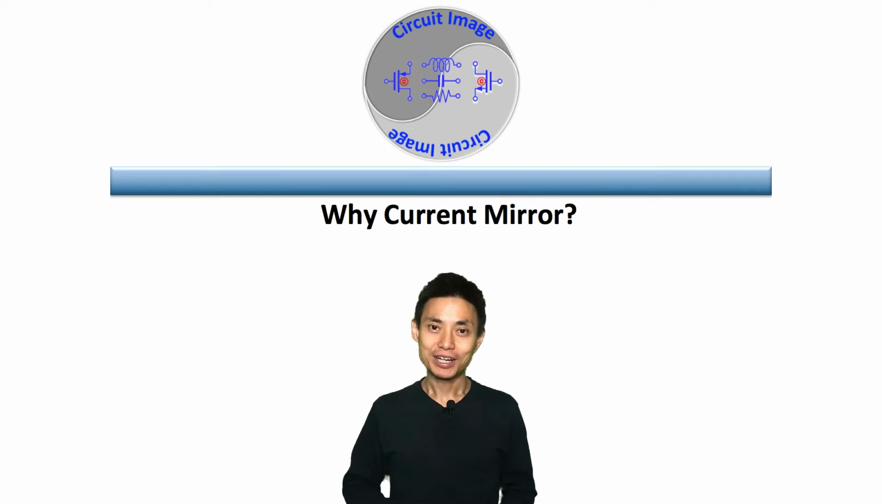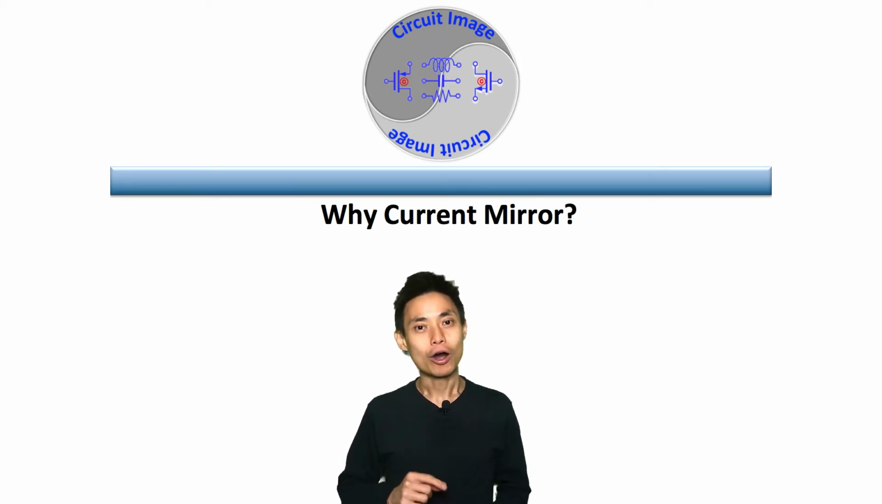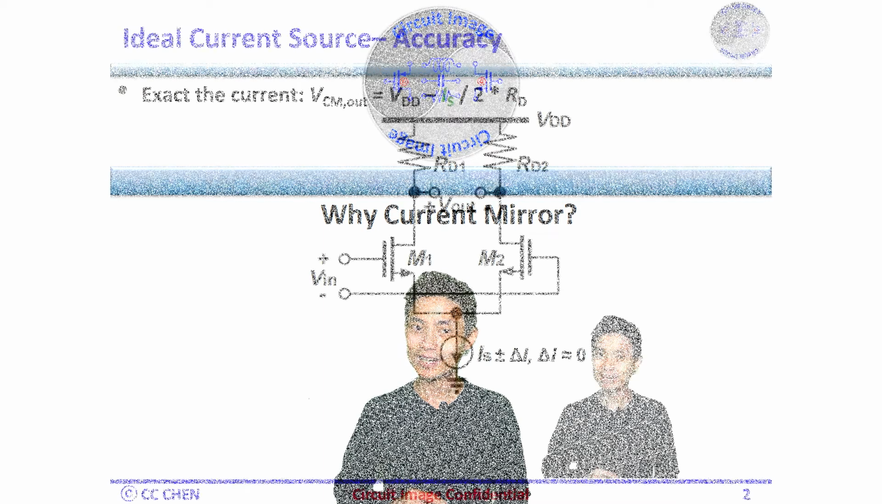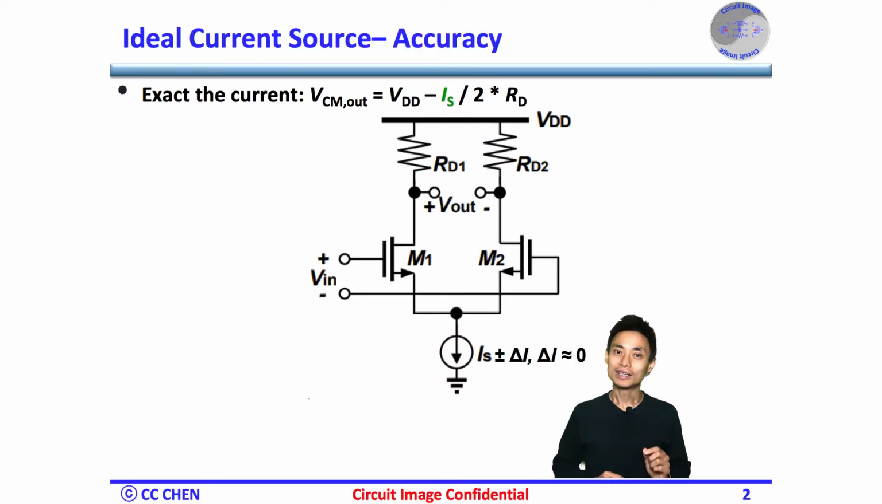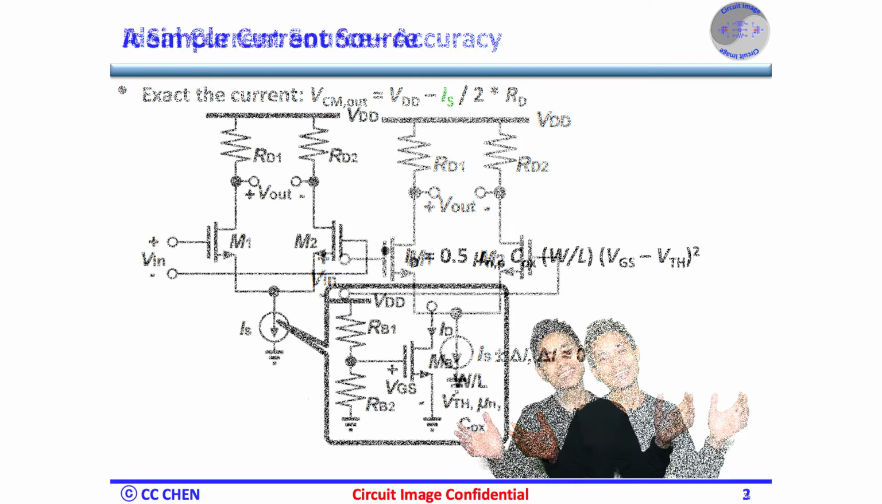In this video, I'm going to show the image of why you need a current mirror. From the previous current source video, we've known the current accuracy is very important to provide a well-defined DC operating point for a current mode logic amplifier, including any circuitry. But how can we make it?